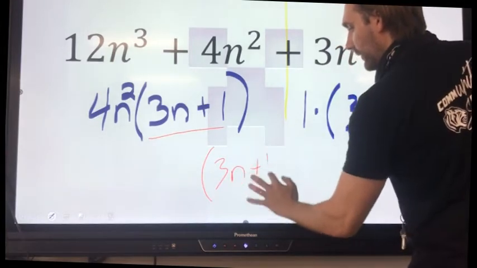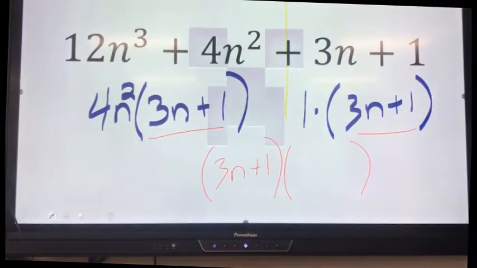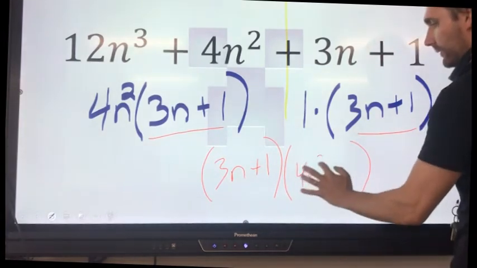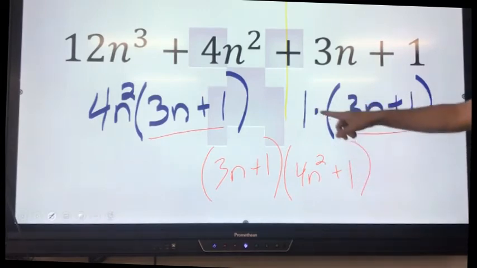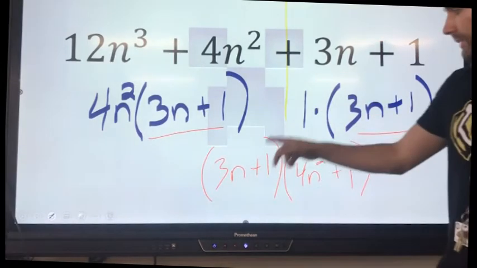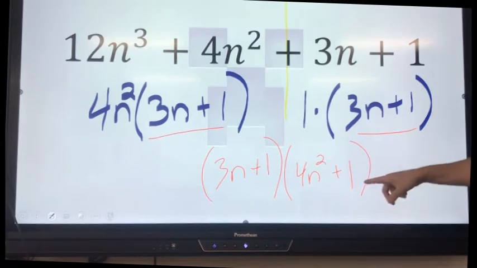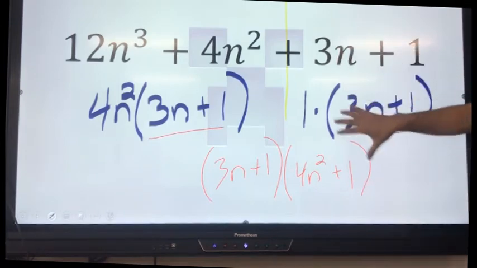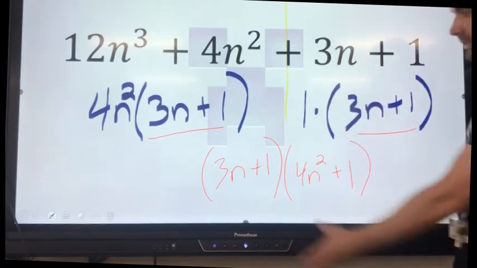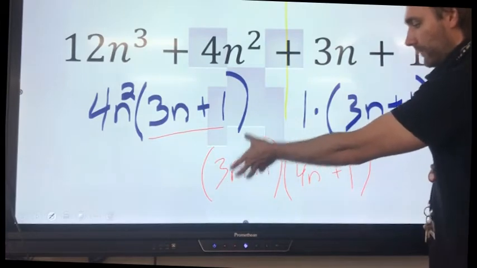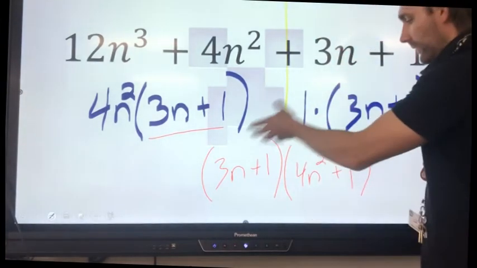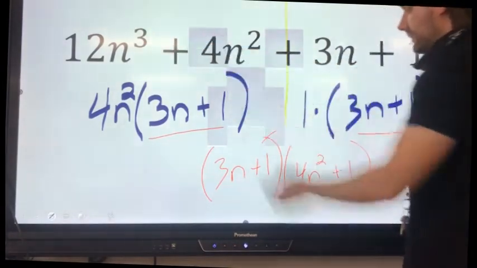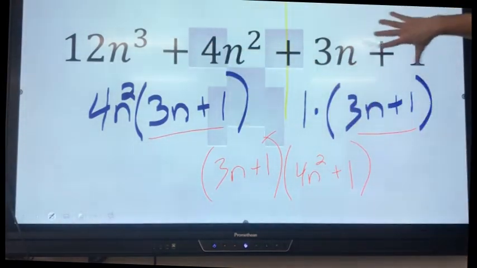3n plus 1. And the other is what's on the outside: 4n squared plus 1. Hopefully you put a plus 1 here. It's a common mistake to put 0. Hopefully you went back and saw that that would not have worked out. But yes, there is a 1 that goes here. Because what do you have when you have 3n plus 1 times 1? You have this side. 3n plus 1 times 4n squared gives you this side. If you didn't have that, you would be missing this side completely.